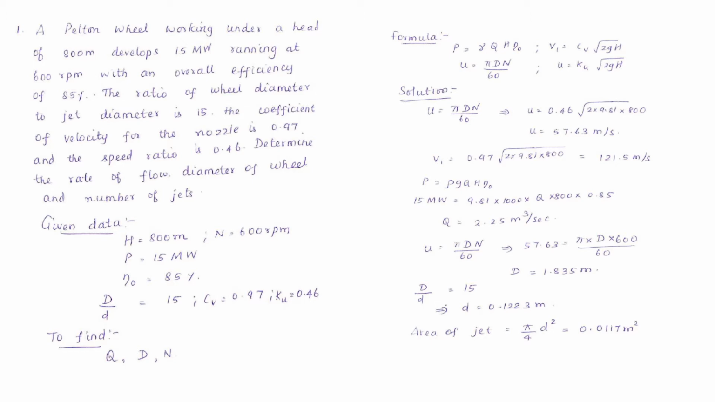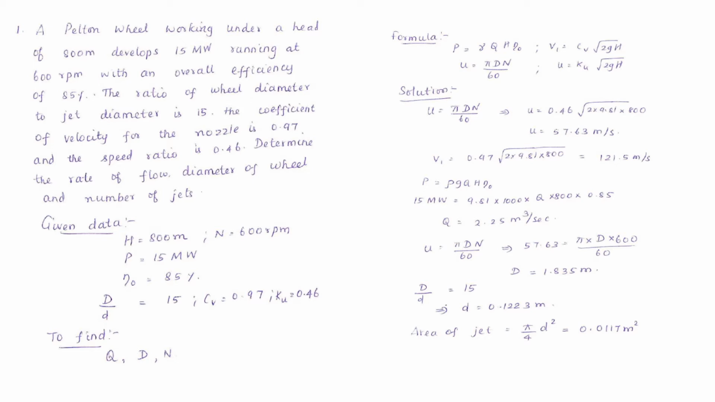So first write down what are the data given in the problem. So given data is head H is equal to 800 meter, P is equal to 15 megawatt and running at speed N is equal to 600 rpm and overall efficiency eta O is equal to 85%, CV is given and speed ratio KU is given, and they have given one ratio of wheel diameter to jet diameter. So capital D divided by small d. Here capital D is wheel diameter and small d is diameter of jet. So capital D divided by small d is equal to 50.